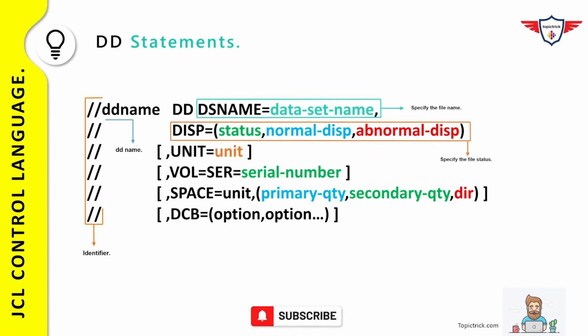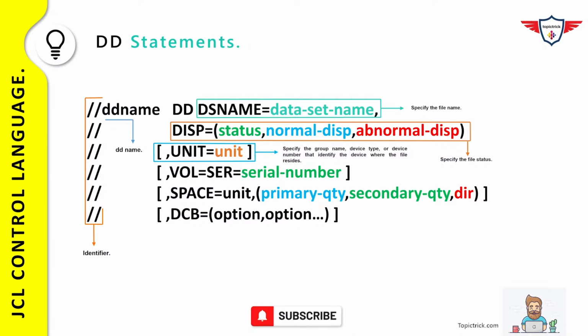The next parameter is the disposition parameter, and it is used to describe the status of a dataset, and the processing of a dataset at normal and abnormal termination of the job. The disposition parameter may have up to 3 positional subparameters, and if one or more subparameters are used, they have to be separated by commas, the way I have just mentioned in the slide. We're going to discuss all these parameters in detail in our next slide.